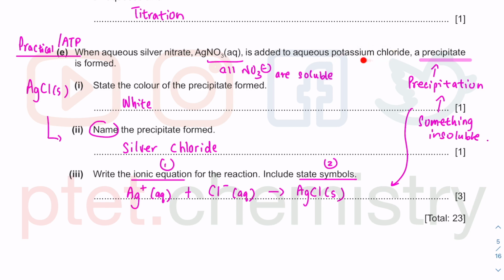This ionic compound dissolved in water, but the NO3 minus and the K plus are spectator ions. Since all nitrates are soluble, all potassium salts are soluble as well. So all potassium salts and all nitrate salts are soluble in water. That's it really for this overall 23 marks second question.